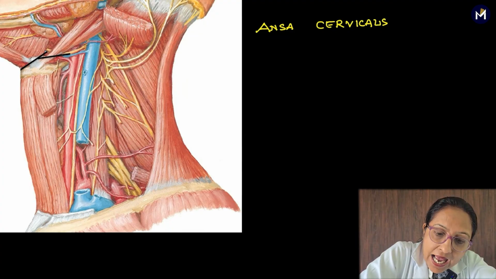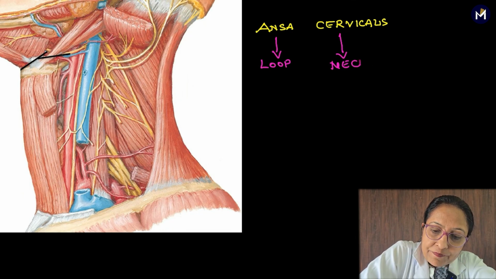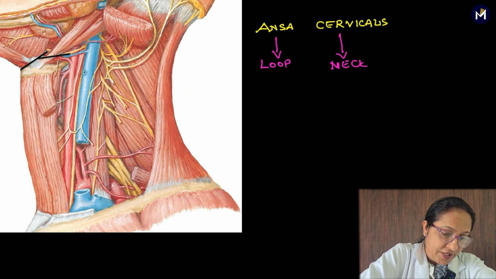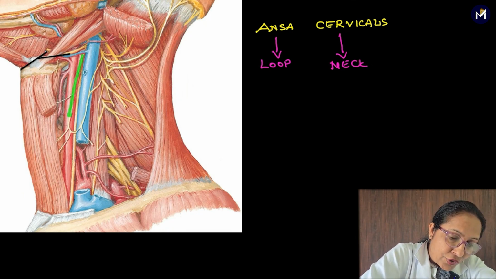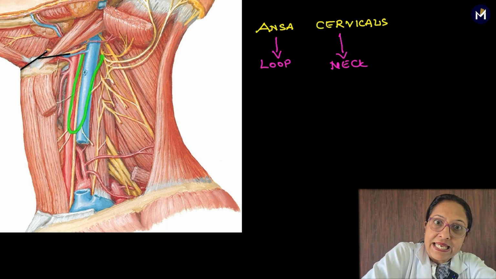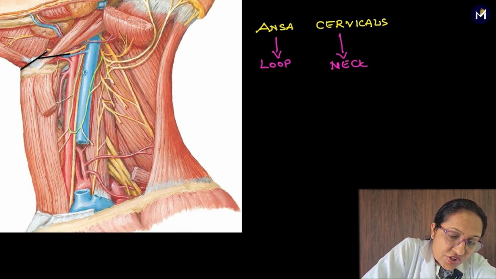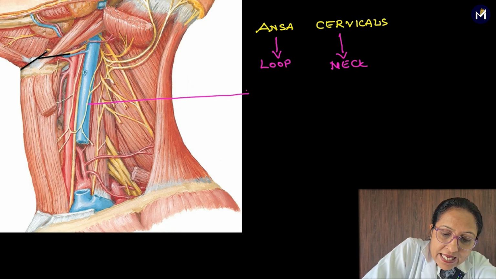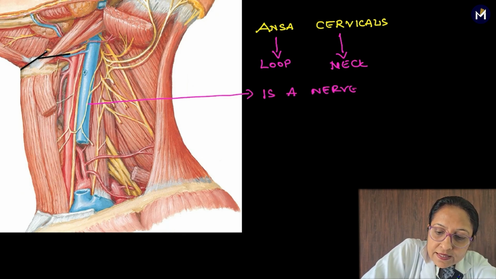To understand the definition of Ansa Cervicalis, first we'll understand the word meaning. Ansa means a loop, cervicalis means a neck. So, by definition, this nerve loop which is present here in the neck can be defined as a nerve loop present in the neck.